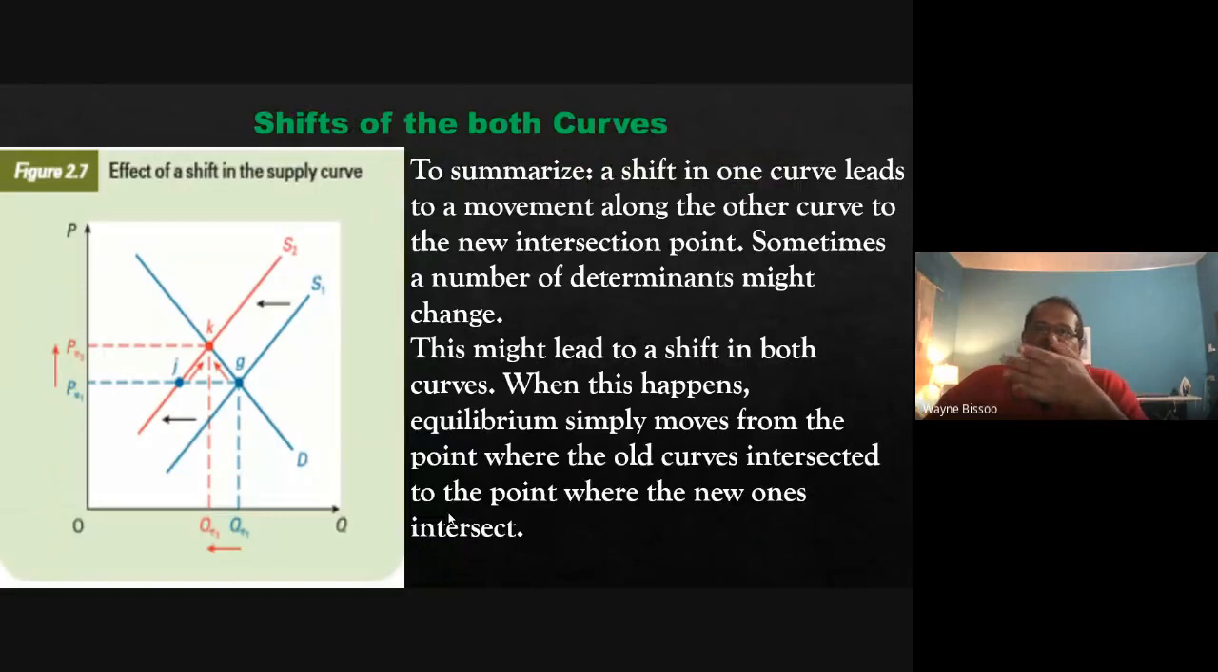Okay, to summarize, a shift in one curve leads to movements along another curve to the new intersection point. Sometimes a number of determinants might change. This might lead to a shift in both curves. When this happens, equilibrium simply moves from one point to the other, and all curves intersect to form new intersections.